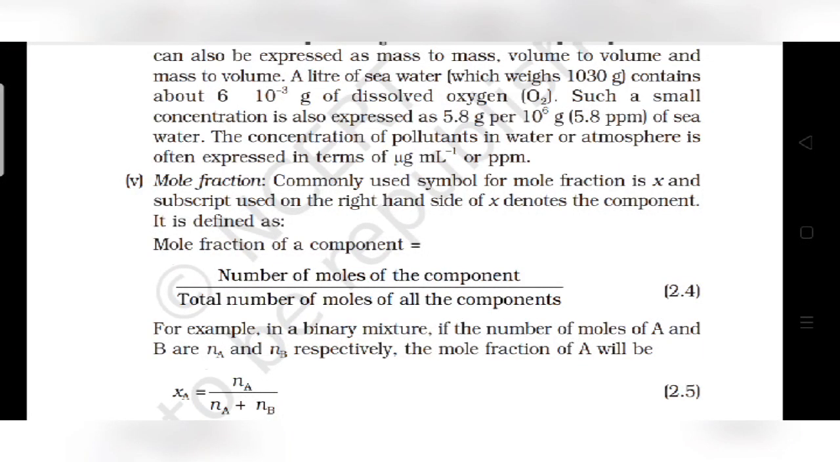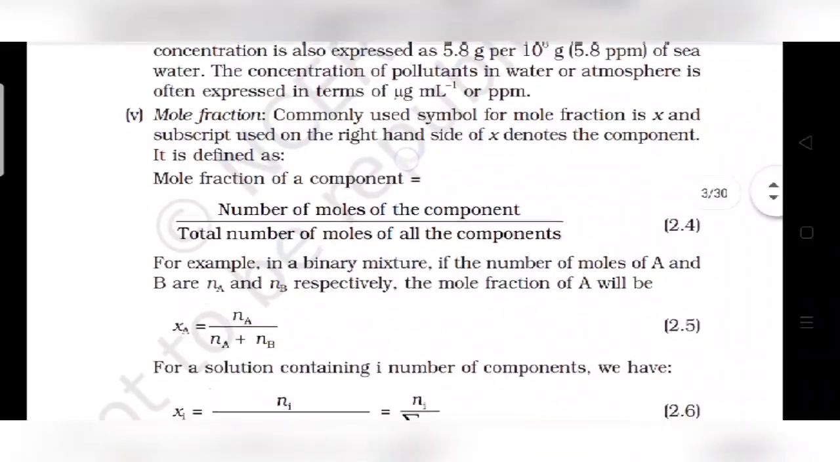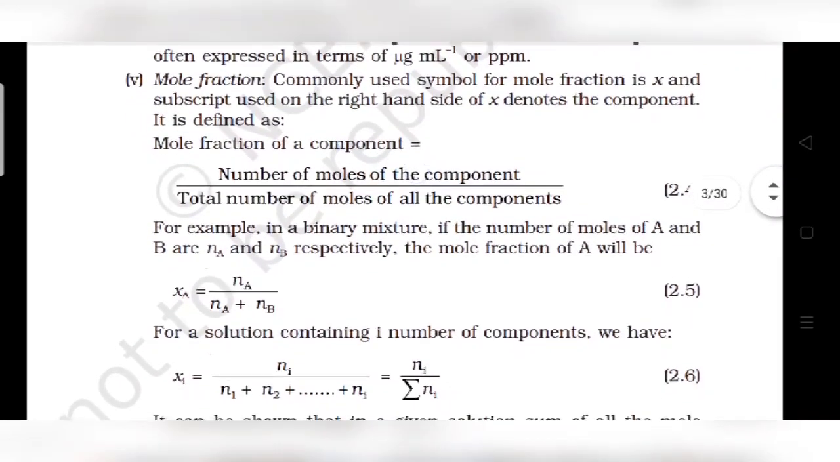We have another unit, mole fraction. Commonly used symbol for mole fraction is given here, and subscript used on the right hand side of this denotes the component. Mole fraction of a component is defined as number of moles of the component divided by total number of moles of all the components. It's so easy. Let's take an example. I already mentioned that we are taking the example of binary solutions. Here we have a binary mixture, in that if the number of moles of A and B are Na and Nb respectively.